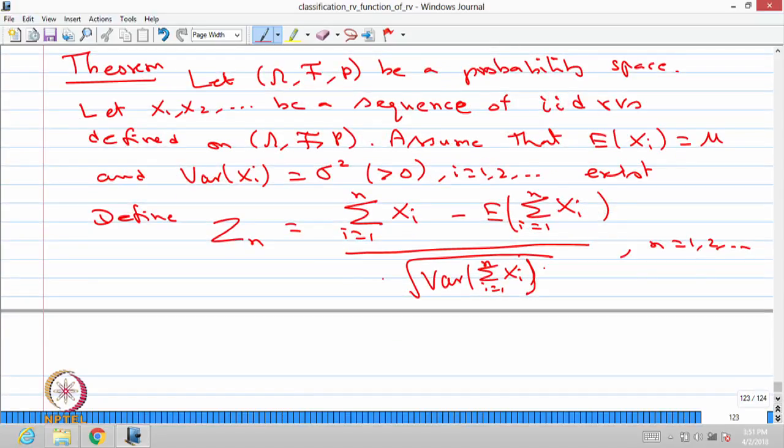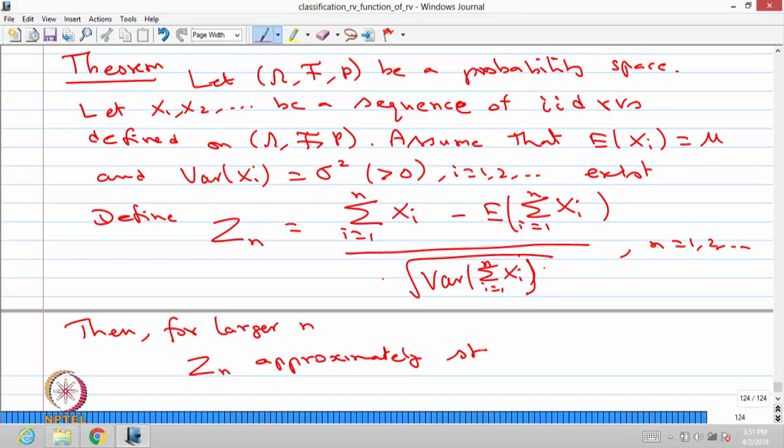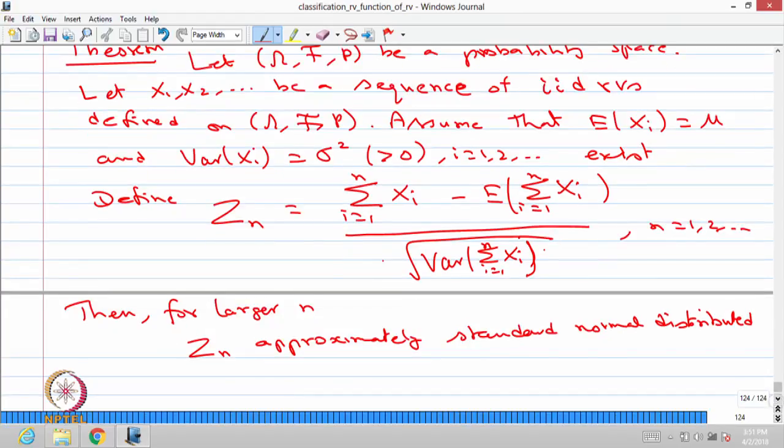What the central limit theorem says is that for larger n, Zn is approximately a standard normal distributed random variable.